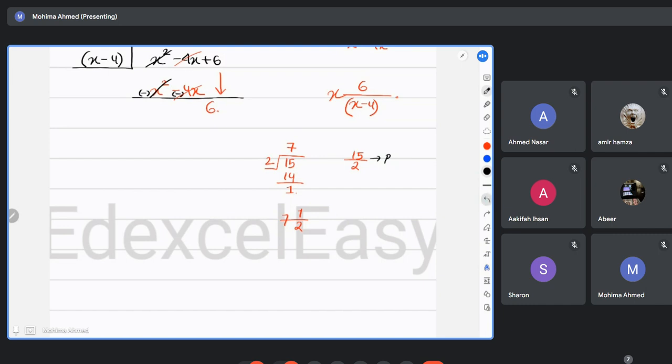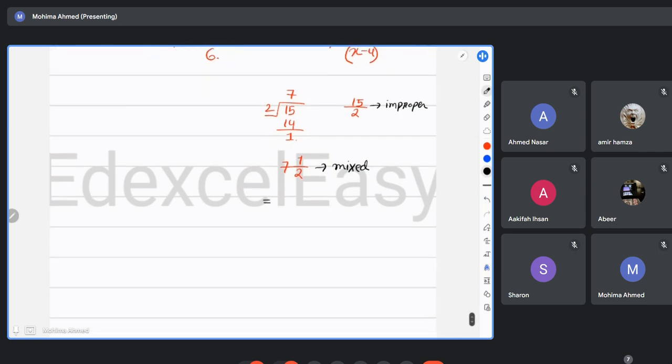No, this is an improper fraction because the numerator is big. This is an improper fraction, and this is a mixed fraction. I can actually convert the mixed fraction into an improper fraction by doing this procedure. That is, the denominator will be multiplied with the 7. So 7 multiplied with 2, added with the remainder, and that will be divided by 2.